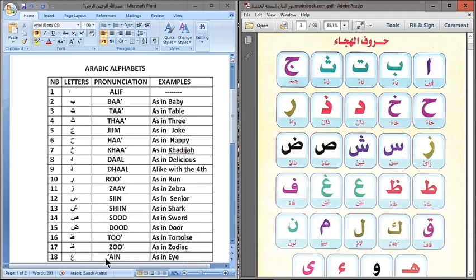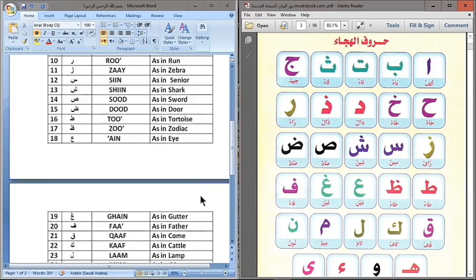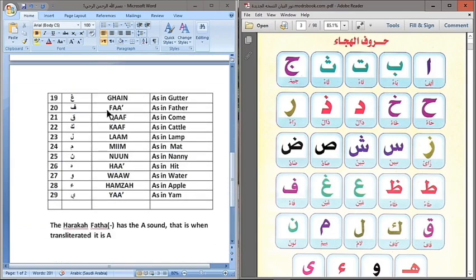The 18th one, which is this, is called Ain. It is pronounced from the throat, as if we want to vomit. Ain, as in I. The 19th one, which is this, is called going, as in go. So the G sound, as in gota, go.